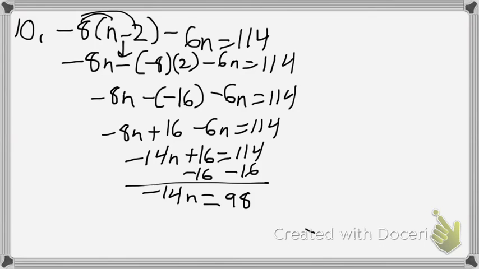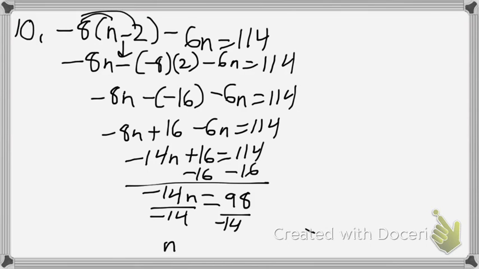Here we need to get that n all by itself. So the last guard to take care of, we're going to divide by negative 14. Again, keep in mind that if there is a negative number as the coefficient for a variable, we need to keep that negative when we divide. We can't just go divided by 14. We have to divide by negative 14.